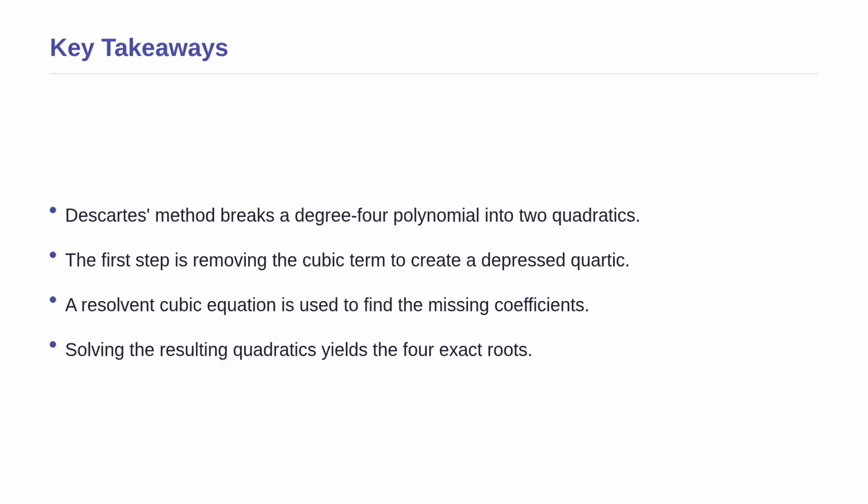To summarize, Descartes' solution is a brilliant algebraic trick to break down a degree 4 polynomial. We first remove the cubic term to create a depressed quartic. By assuming the result is the product of two quadratics, we create a system of equations solved using a third-degree resolvent cubic. This ultimately gives us the coefficients for our quadratics, turning an impossible-looking problem into a sequence of manageable steps. You now have the tools to solve any quartic equation.